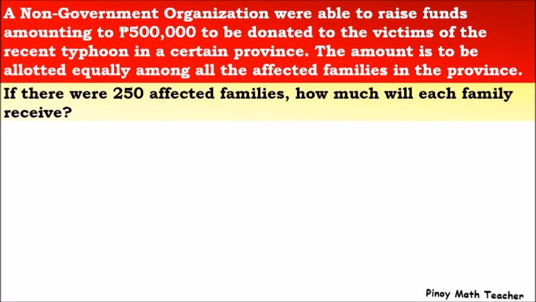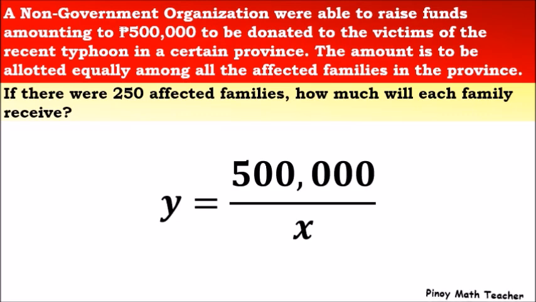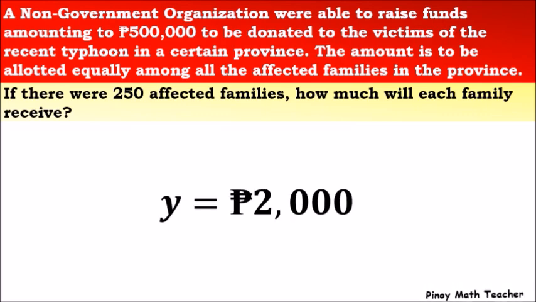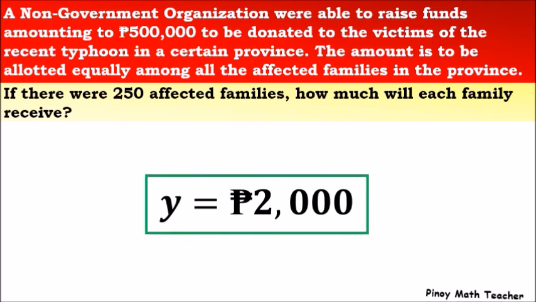If there were 250 affected families, how much will each family receive? So, replace natin yung X ng 250. Okay, 500,000 divided by 250, that is 2,000 pesos. So, each family will receive 2,000 pesos.